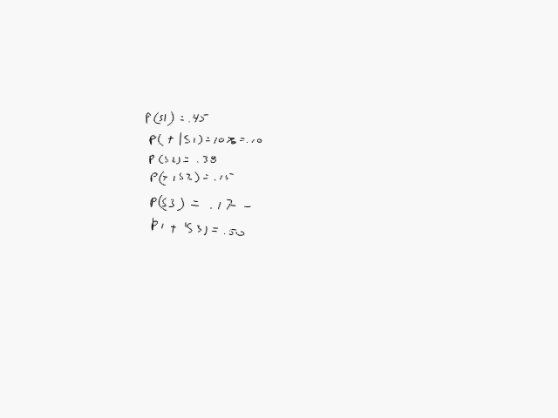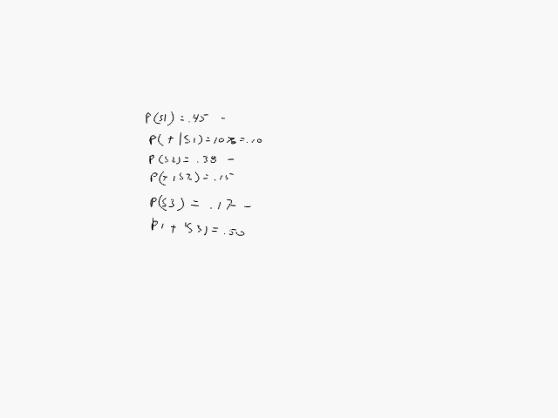Notice something. 0.17 plus 0.38 plus 0.45 is what? What's this plus this plus this? It's 1, because that's all the possible outcomes I have. I only have 3 types of birds, so the sum of their probabilities has to come to 1. That's the entire set.